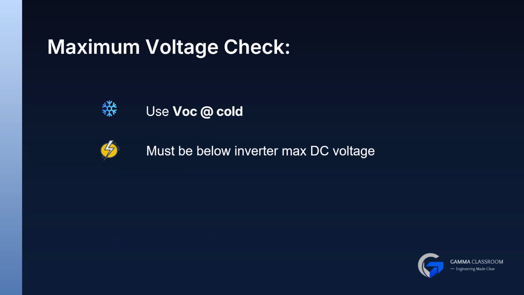For maximum voltage, we use open circuit voltage at the coldest site temperature, because cold increases voltage. So this is the worst case condition. The result must stay below the inverter's maximum DC voltage.